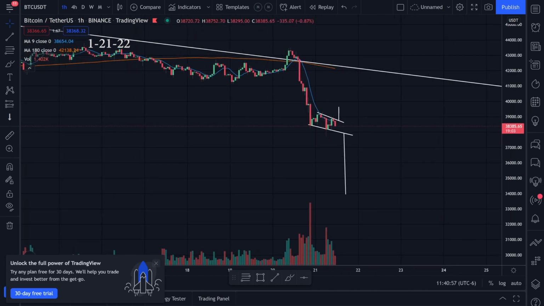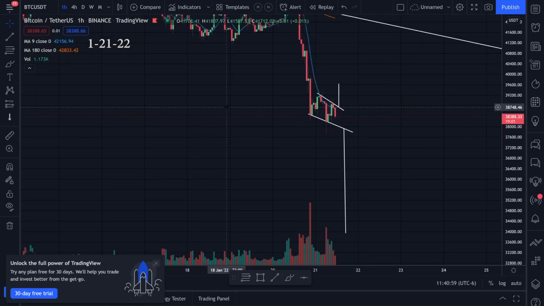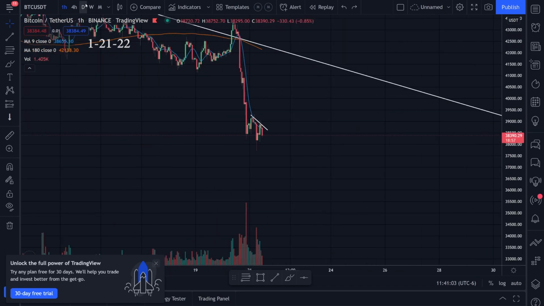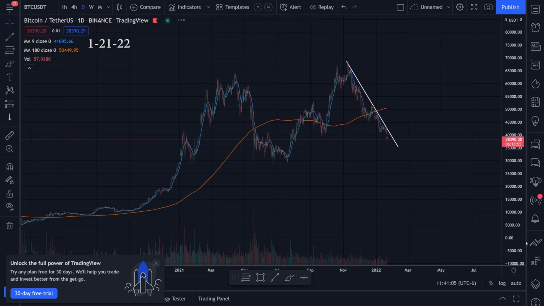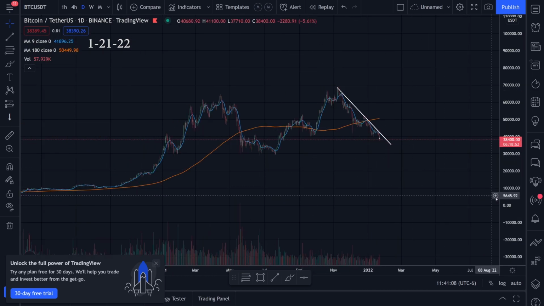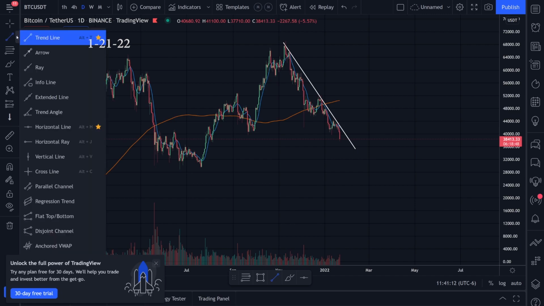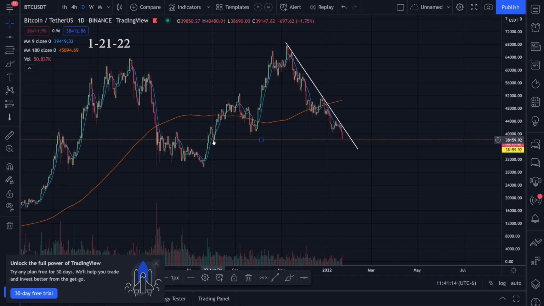Like I said, I think on the hourly time frame, I'm probably looking at something like this. But in general, on that daily time frame, I'm really watching that bigger downtrend. Let's go ahead and look at that real quick. This big downtrend. And until then I'll be looking at these previous supports right here.